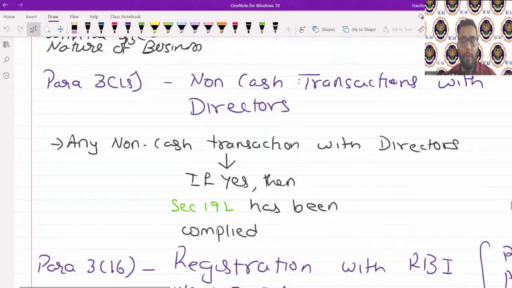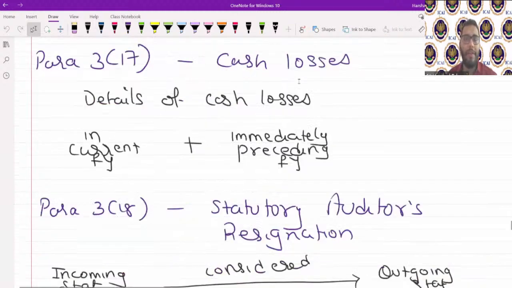Another question, Vidula, was what are cash losses? This is relevant to para 3, clause 17 of CARO, where we are required to report cash losses in the current year that a company has incurred and in the immediately preceding financial year.